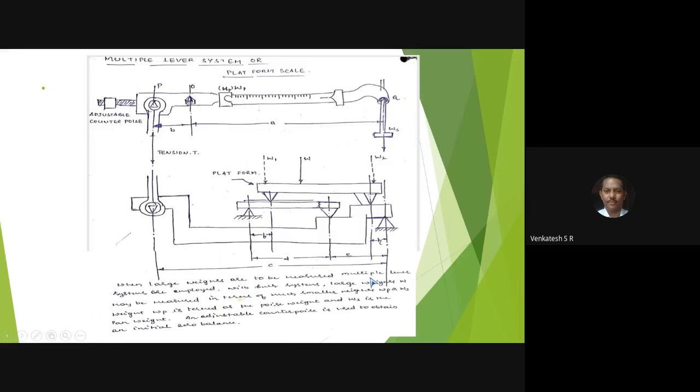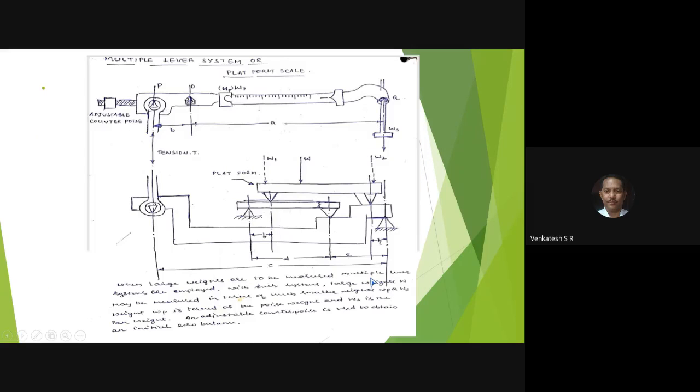The balance which is used in the chemistry laboratory and physics laboratory, that is the analytical balance. So already you have experience of weighing chemicals in the chemistry laboratory, that is analytical balance.